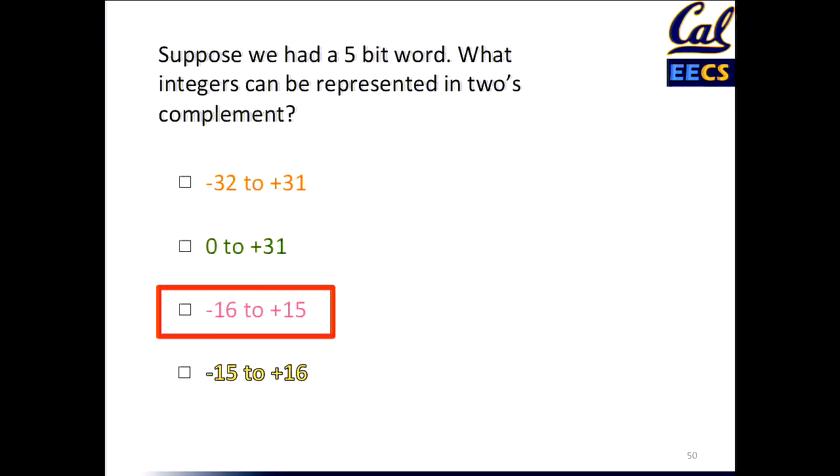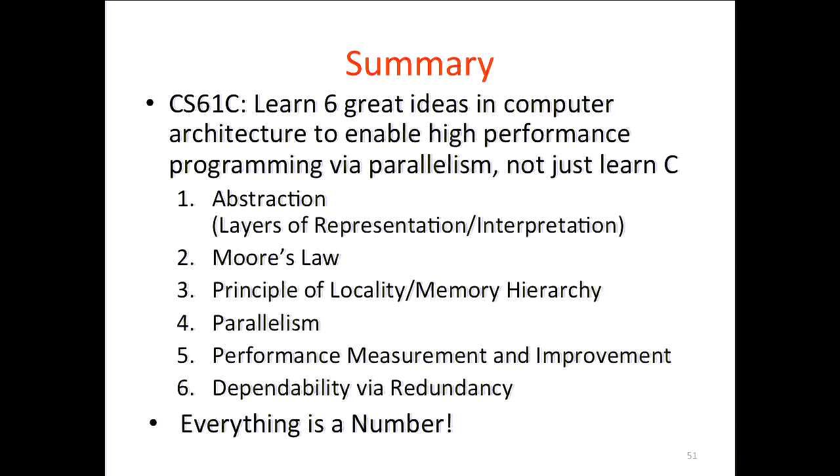So the homework will cover these number representations. We're not going to bother you with other types, so just unsigned and signed, and 2's complement signed. So hopefully you get some time to brush up on this. In summary, what we covered here is 6 big ideas. We just scratched the surface so you will be able to dive in, and everything's a number.